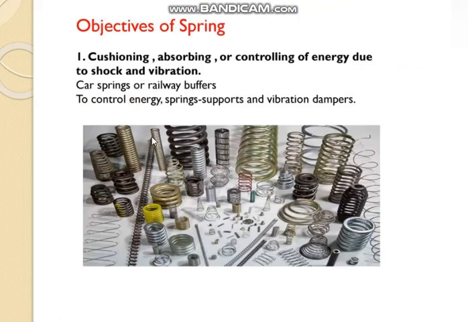Here is a picture showing different types of springs. Some of these springs, if you tear open your cushiony sofa, you may be able to see. Various types of springs. So the first use is cushioning, absorbing the shocks and vibrations, or controlling the energy which is coming, used in car springs or railway buffers, for vibration damping, shock damping.